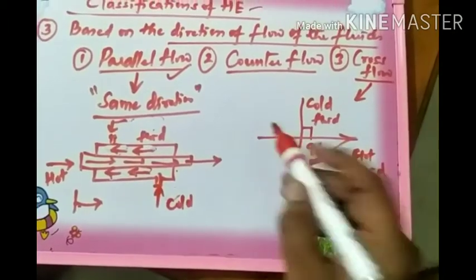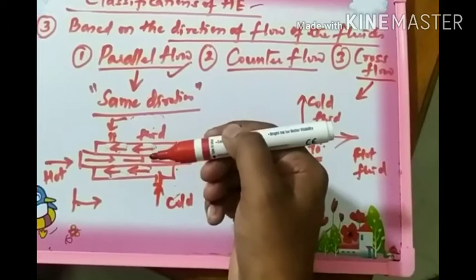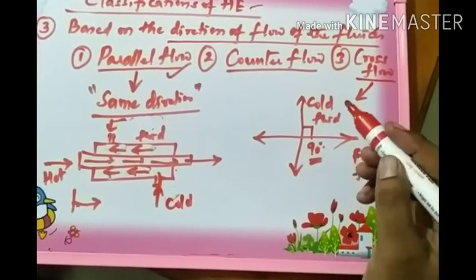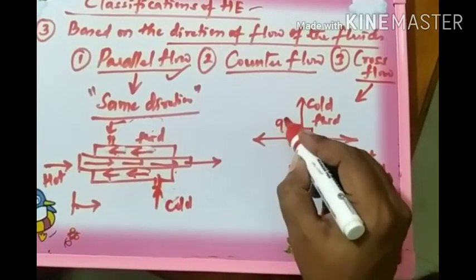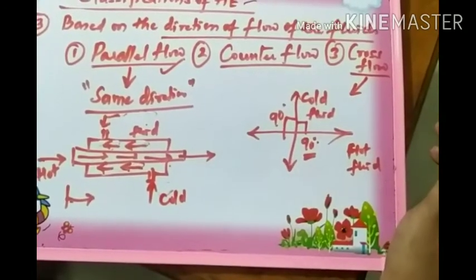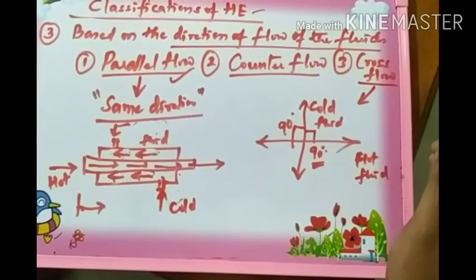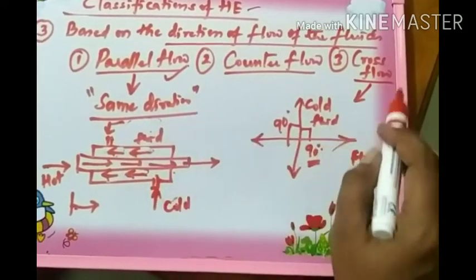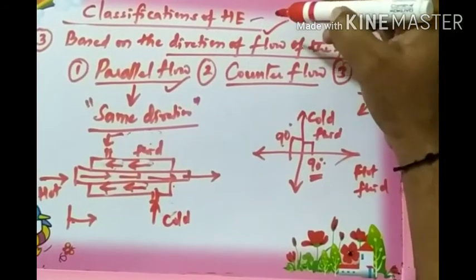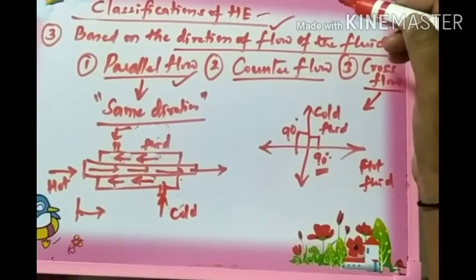Whatever may be the direction, you can show the direction like this also. The hot fluid may flow like this, and the cold fluid may flow in the upper direction. But note that they are making 90 degrees with respect to each other, thereby exchanging the energy. So they are called cross flow heat exchangers. These are the three different types of heat exchangers based on the direction of flow of fluids. Very important classification it is.